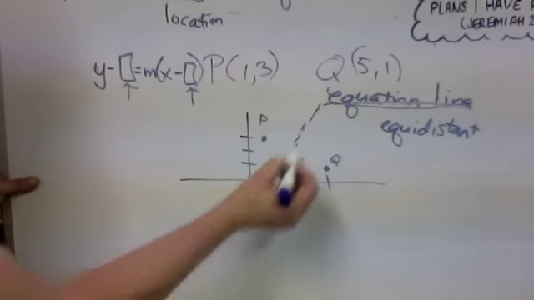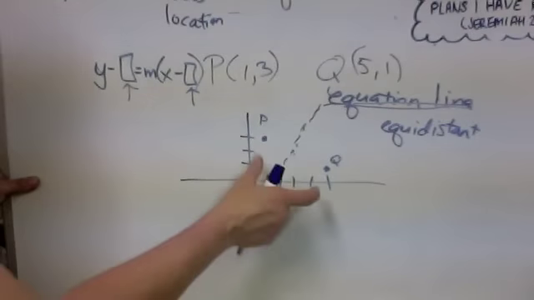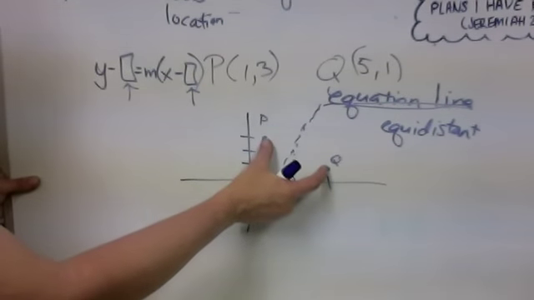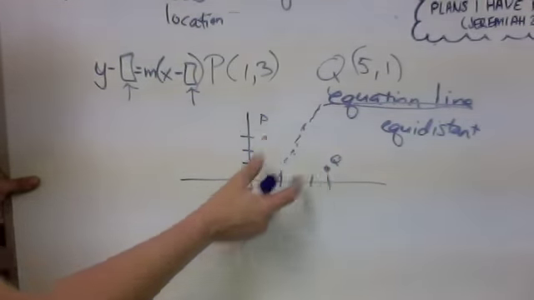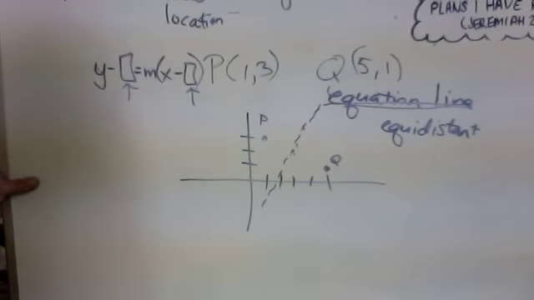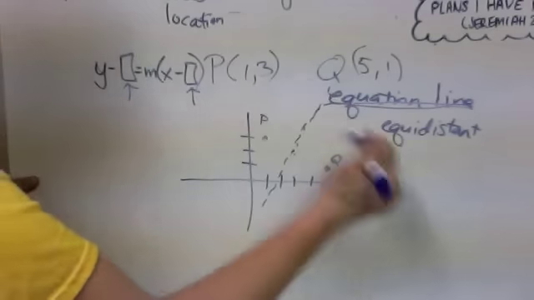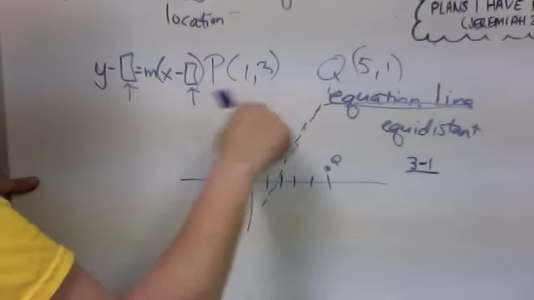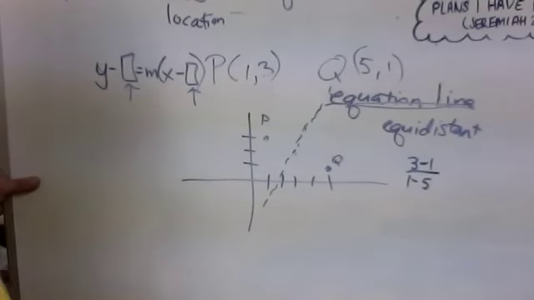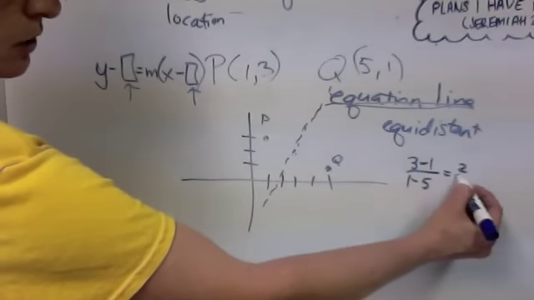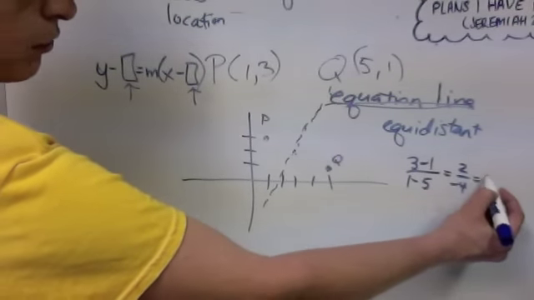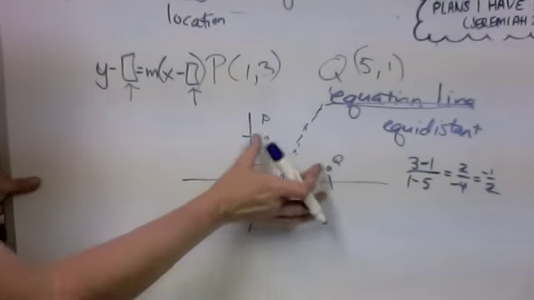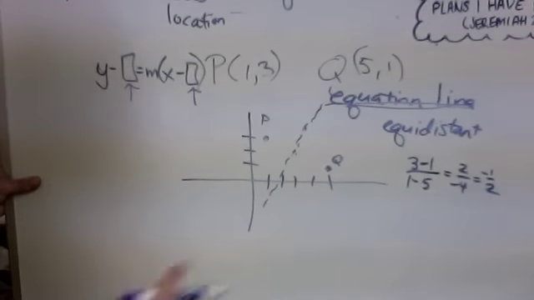Well, what is my slope? The slope of my dotted line here is going to be the perpendicular slope to this one. Well, how do I find slope again? I have to do slope by subtracting these y's. So I'm going to go 3 minus 1, and then I have to go the same order going this way, it's 1 minus 5. 3 minus 1 is 2, 1 minus 5 is negative 4. So the slope between P and Q is negative 1/2.